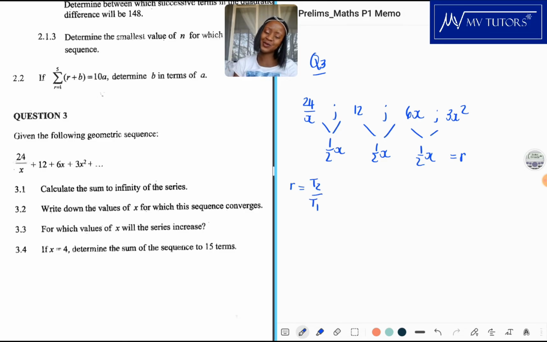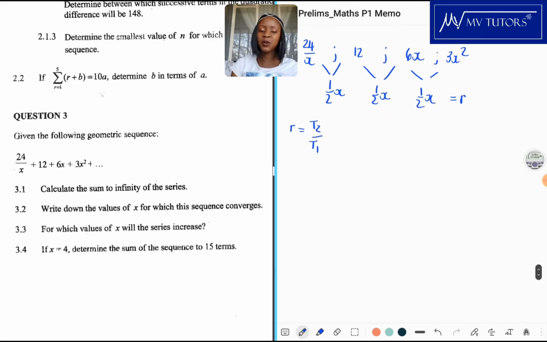Okay, that's the simplest way to do it. 12 divided by 24 is a half. 1 divided by x is just, never mind. But anyway, yeah, T2 over T1. That's how you get the common ratio. Now, yeah, it's actually 1 divided by 1 over x. I couldn't just let that go. 1 divided by 1 over x is x. So now 3.1.